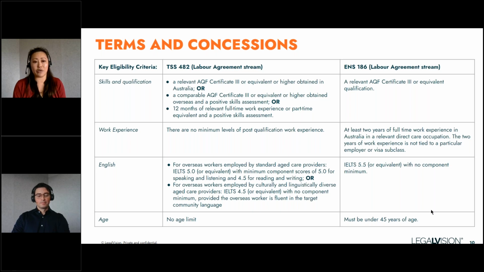Now, the great thing about the aged care labour agreement too is that there are two pathways to permanent residency. One is after an applicant has been sponsored on a 482 visa under the aged care labour agreement for 2 years, then they can transition to permanent residency under the 186 under the aged care labour agreement. Or if they have 2 years of full-time work experience in a direct care occupation, and that was work experience in Australia, the aged care provider can nominate them for permanent residence directly under the aged care labour agreement. Obviously, they still need to meet English competency standards. They still need to be under the age of 45.